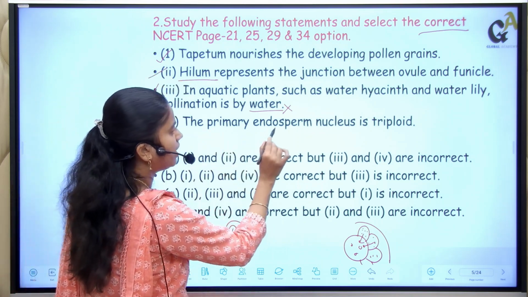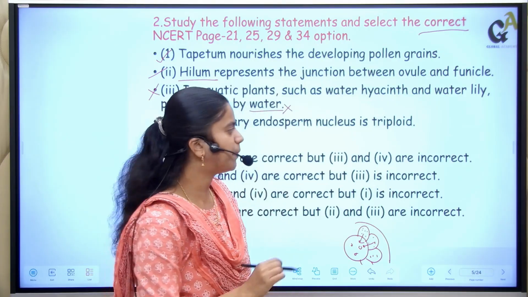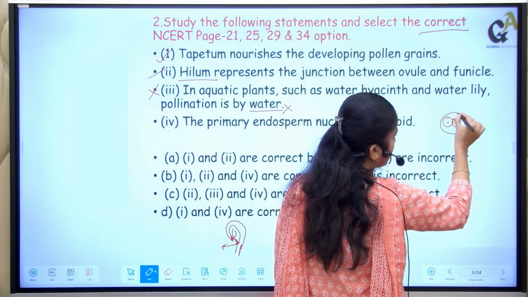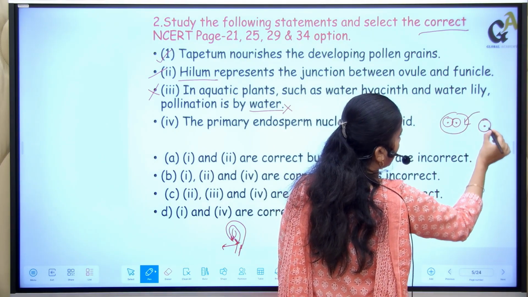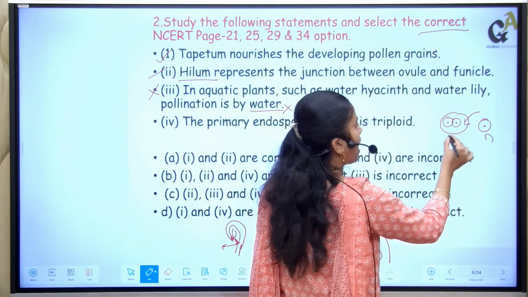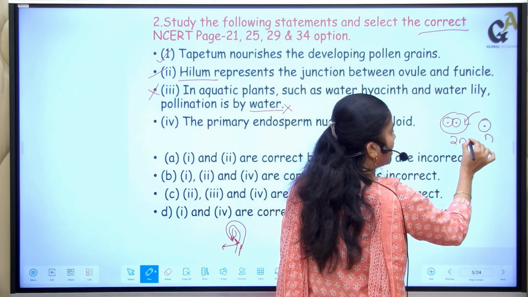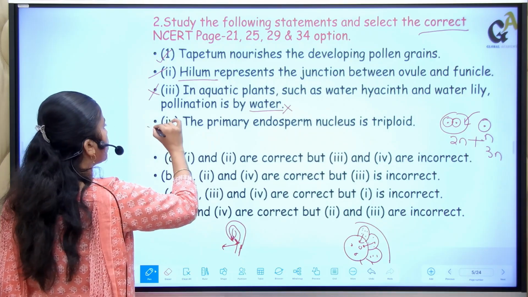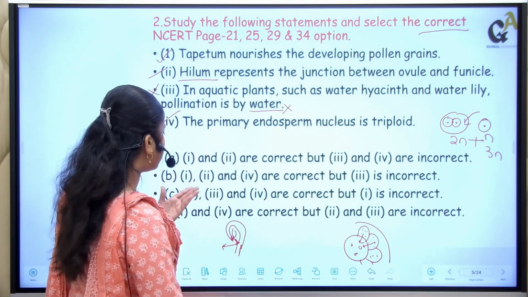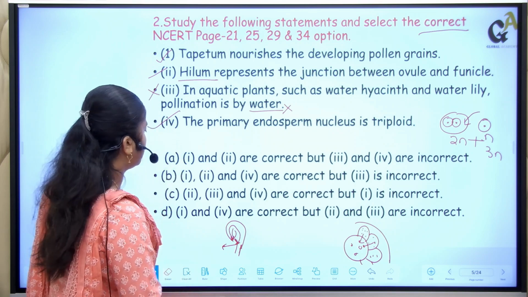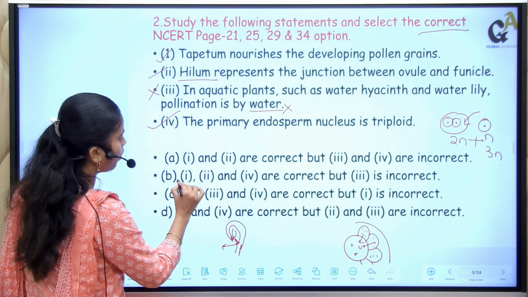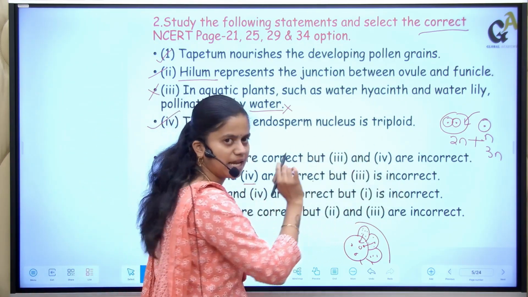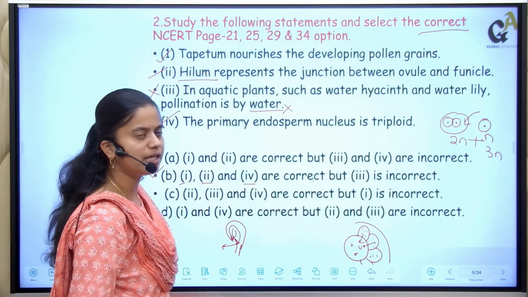The primary endosperm nucleus is triploid. Will you agree with this statement? The primary endosperm nucleus means the central nucleus present at the center, which will be fertilized by one male gamete. So one male gamete will be n and the central nucleus will be 2n. So when it is fertilized, it produces 3n, that is a triploid nucleus. So our fourth statement is also correct. Let us see which option satisfies our need. In option B, statements 1, 2, 4 are correct, but the third statement is incorrect. So option B is our right answer.